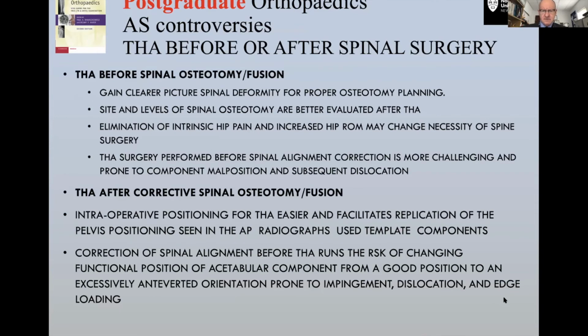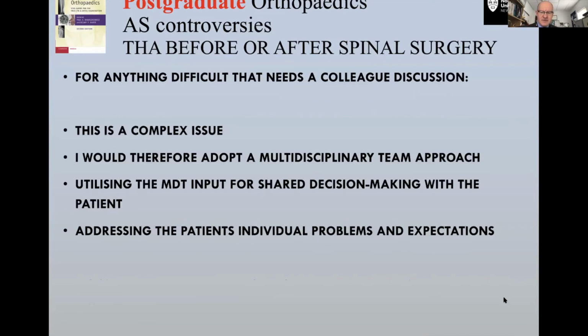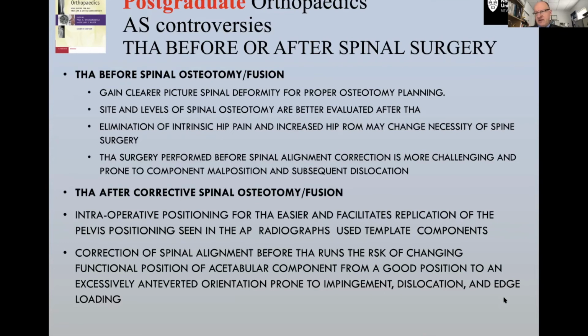This is a controversial area, whether you perform total hip arthroplasty before or after spinal surgery, and you have to have arguments for and against to be able to present these in a viva situation. I think I like this slide. For anything that's difficult, this is your get out clause. You need a colleague decision and discussion. This is a complex issue. I would therefore adopt a multidisciplinary team approach. I'd utilize the multidisciplinary team input for a shared decision-making process with the patient. I'd address the individual patient's problems and expectations from surgery. So that's the first thing to say.